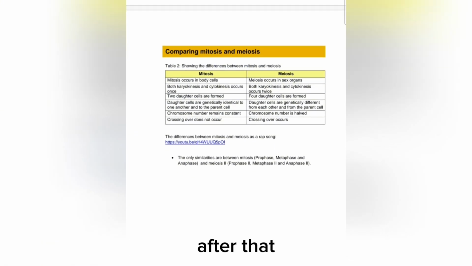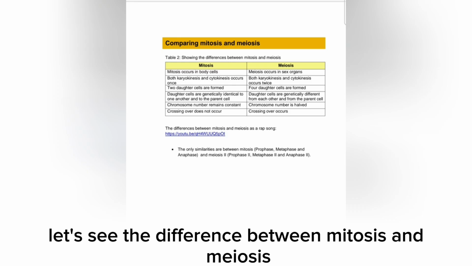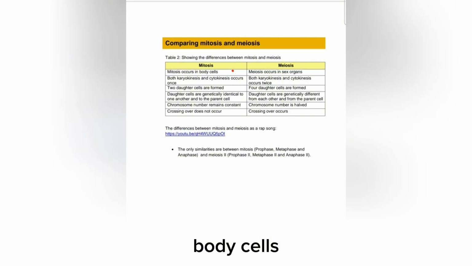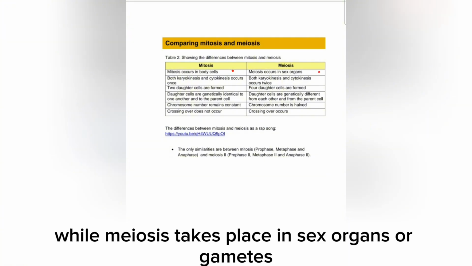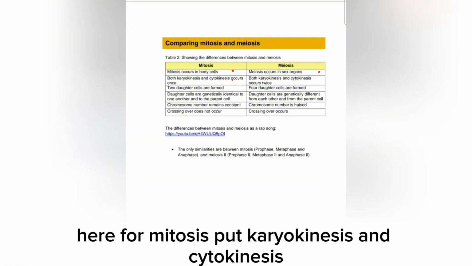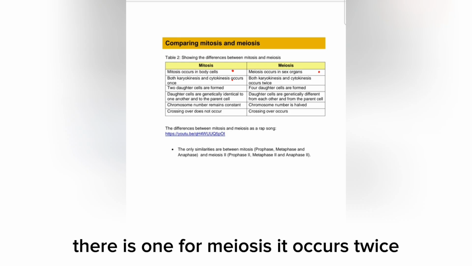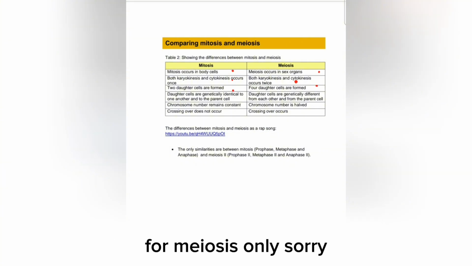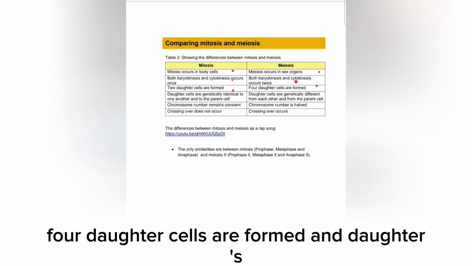After that, let's see the difference between mitosis and meiosis. Mitosis takes place in somatic cells, body cells, while meiosis takes place in sex organs or gametes. For mitosis, both karyokinesis and cytokinesis occur once. For meiosis, they occur twice. For mitosis, two daughter cells are formed. For meiosis, four daughter cells are formed.